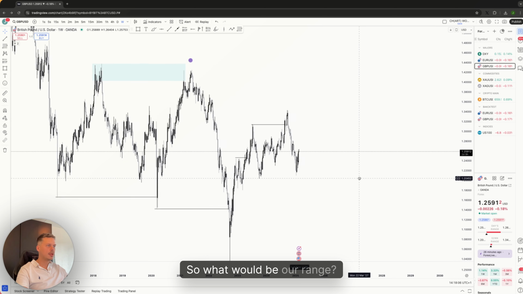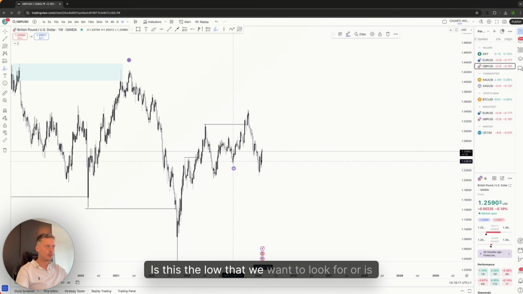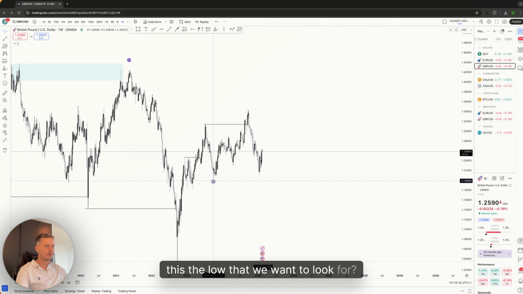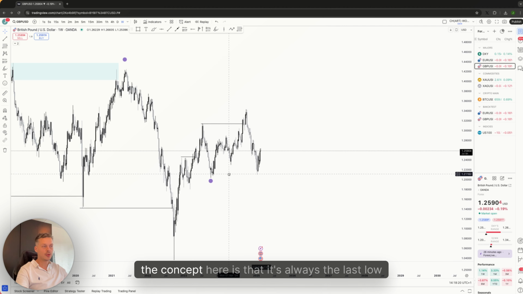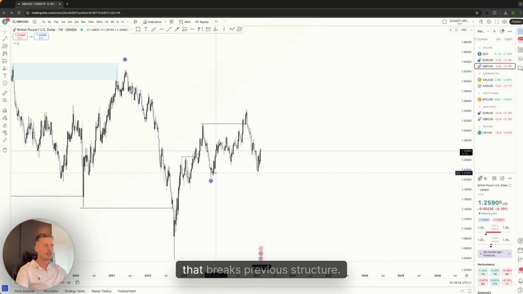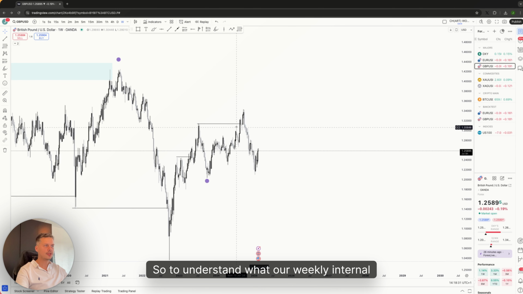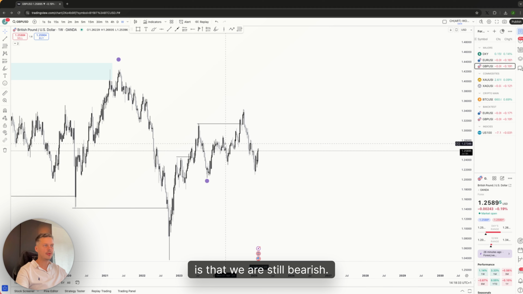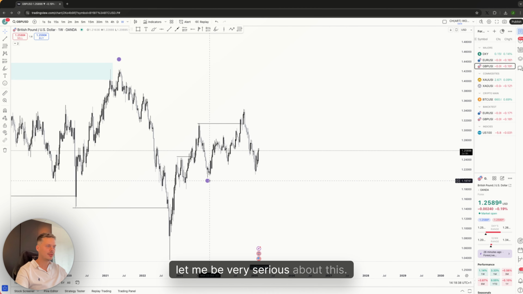So what would be our range, right? Is this the low that we want to look for? Or is this the low that we want to look for? And to give you guys a real concept, the concept here is that it's always the last low that breaks previous structure. So to understand what our weekly internal structure is, that we are still bearish. My bad, bullish. I'm sorry, let me be very serious about this.